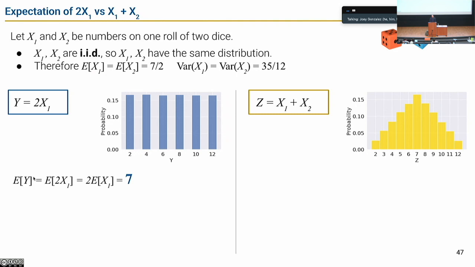All right. I want to do this. Yeah, so what is the expectation of this? We can use our earlier properties of expectation, 2 times the expectation, 7 over 2, or just 7. What's the expectation of this? It's the sum of expectations, right? It's also 7. Okay. So same expectations. What about the variance?